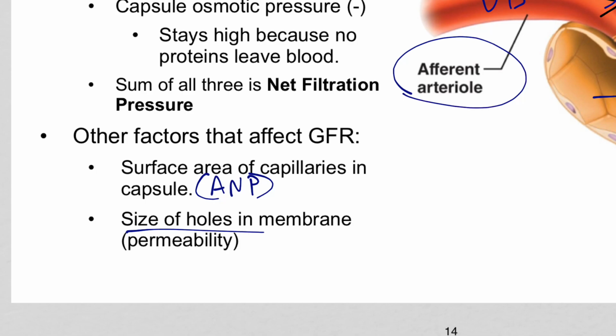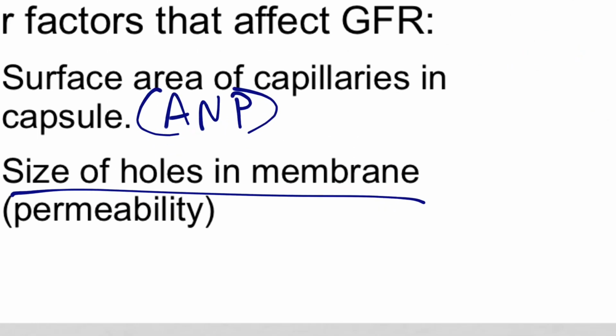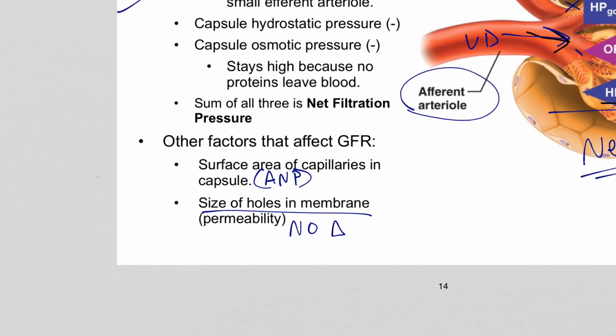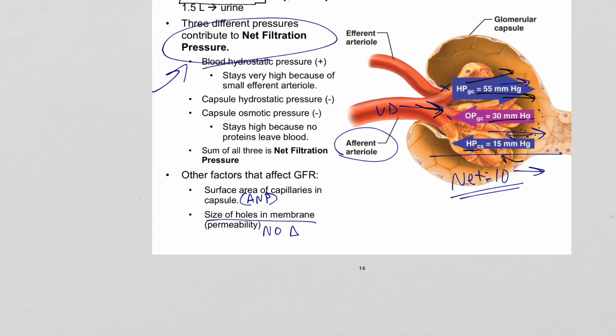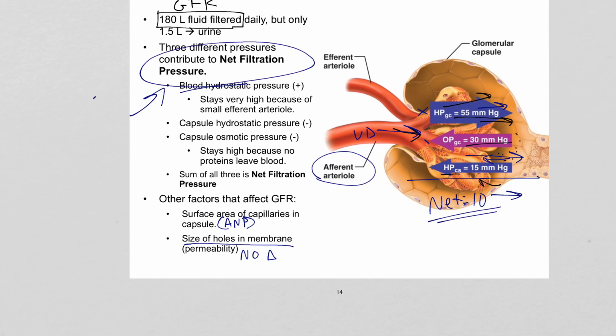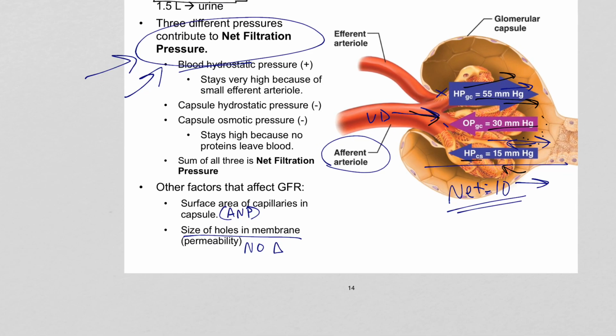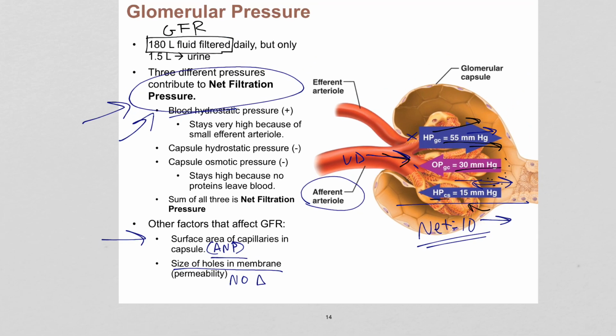The last one, the size of the holes in the membrane, that should not change. Okay? So that matters, in that if you have kidney damage or chronic hypertension, that number can get thrown off, but in a healthy person, that shouldn't be a variable. So important variable number one, net filtration pressure. Secondary variable, surface area affected by ANP. Again, we'll get there before too long.